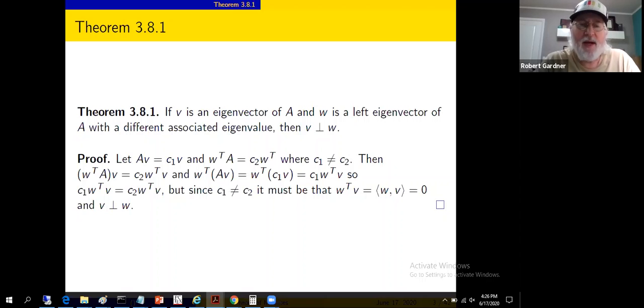Quick comment about concerns over conformability for matrix products. A is a square matrix, say n by n. So all these vectors have n components in them. So the dimensions are appropriate for the multiplication we're doing.